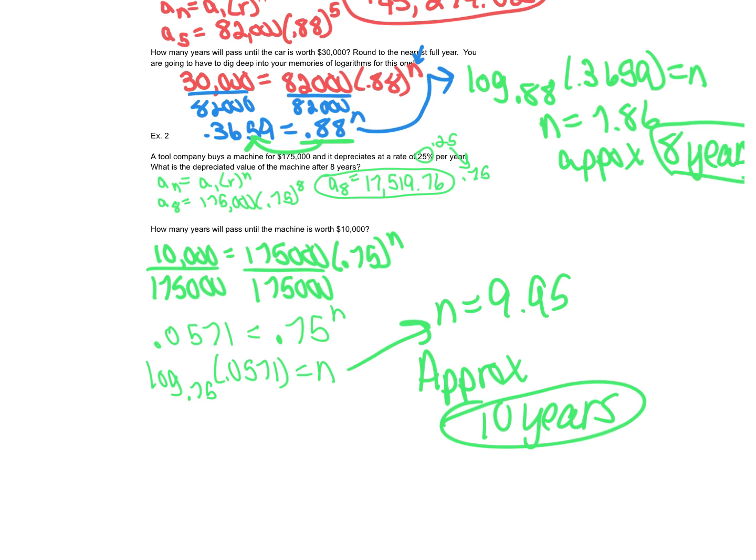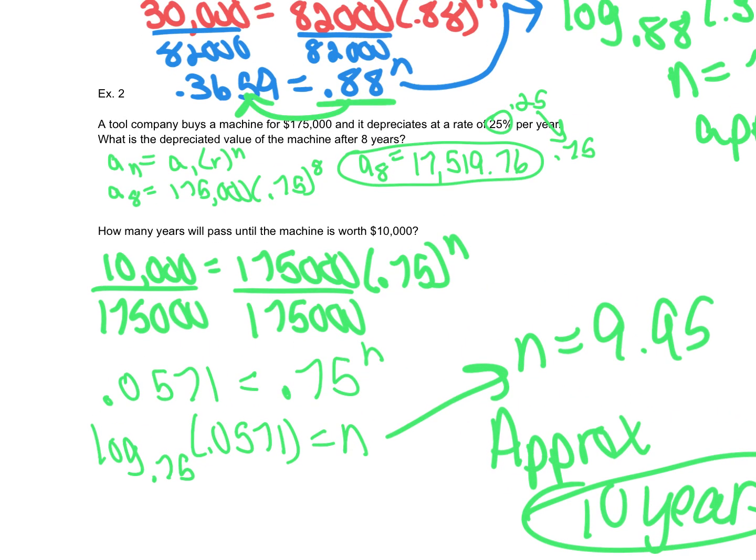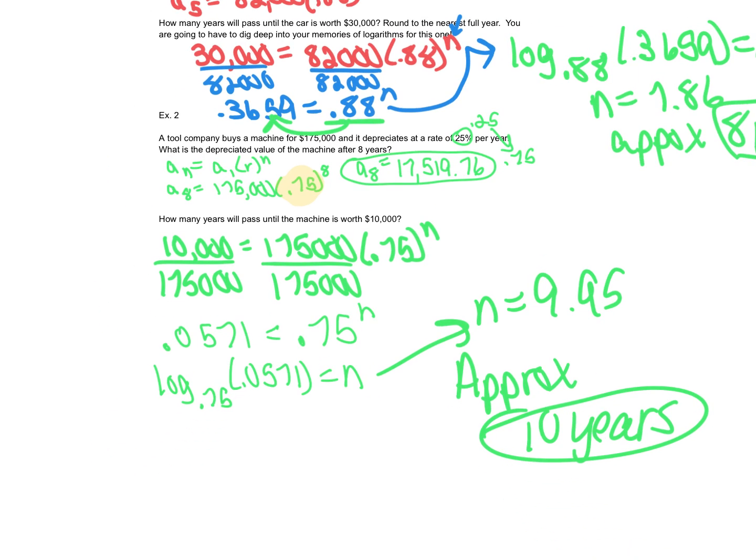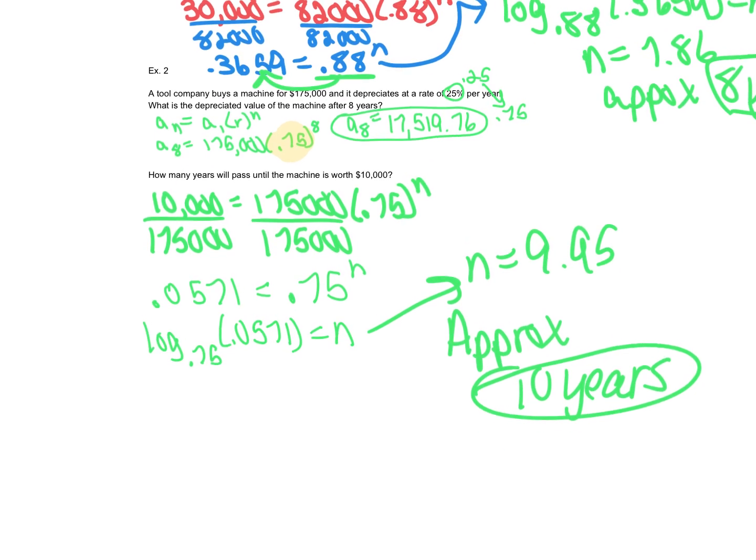Okay, so go ahead, and if you took a minute to actually finish that one, you should find that after 8 years, the machine was worth only $17,000. Yikes, that loses a lot of money in a hurry. It was worth $17,519.76. Just making sure you remembered that if it depreciates at 25% per year, it maintains 75% of its value. So we're using 75% there, not 25%. And we can use our calculator to figure out how much it's worth.